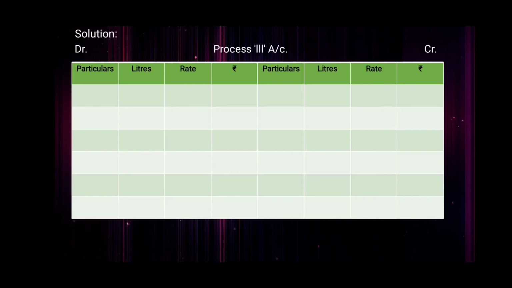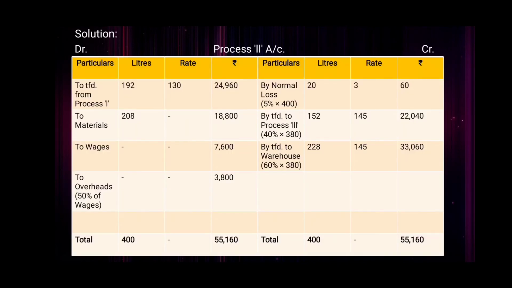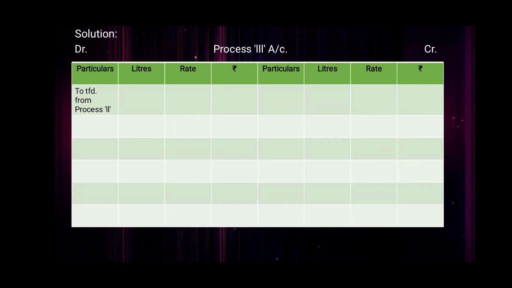Now let us prepare process 3 account. So by transfer to process 3 will be transferred to process 3 account at the rate of 152 liters at the rate of 145. Total amount as 22,040. To transferred from process 2, 152 liters at the rate of 145. Total amount will be 22,040.